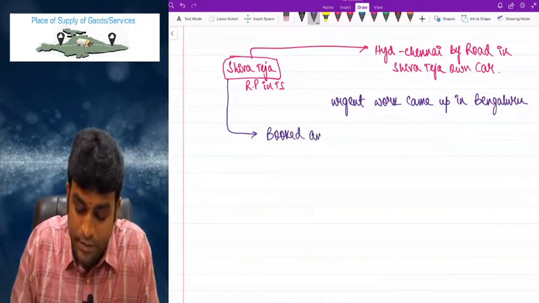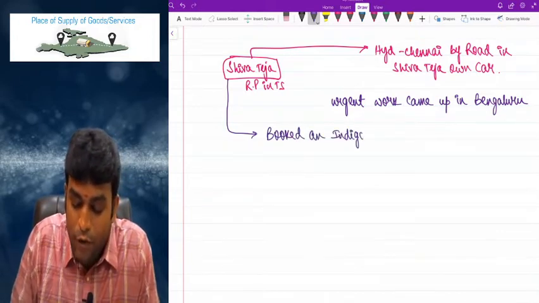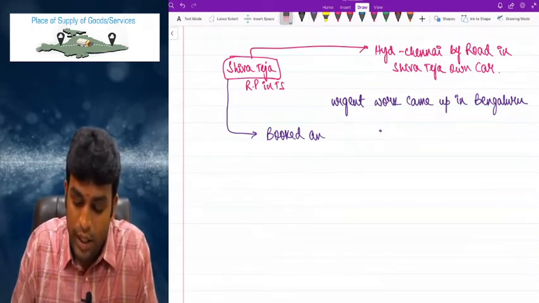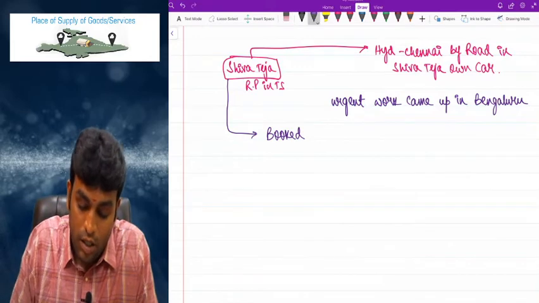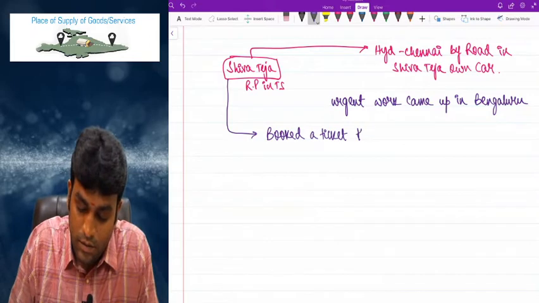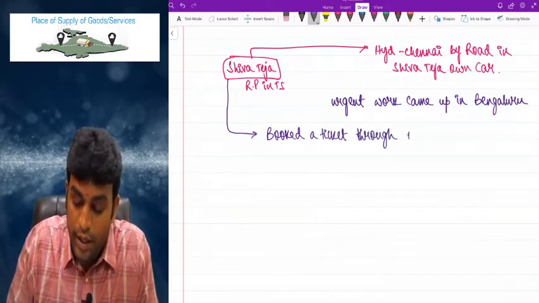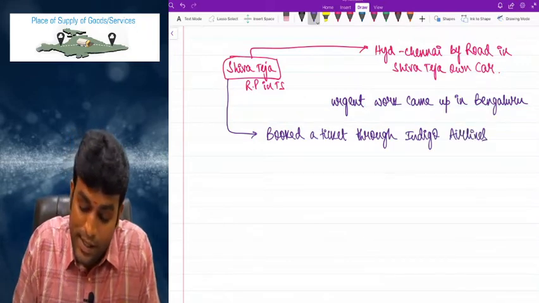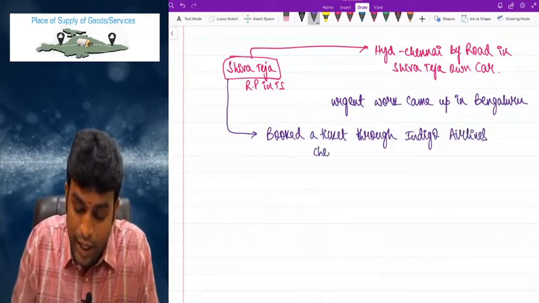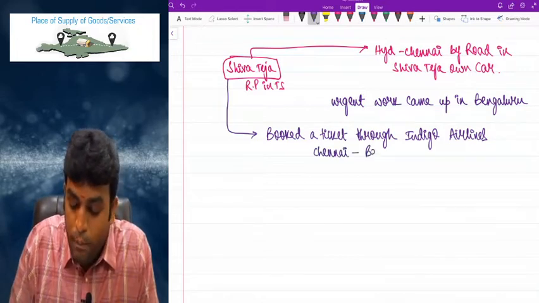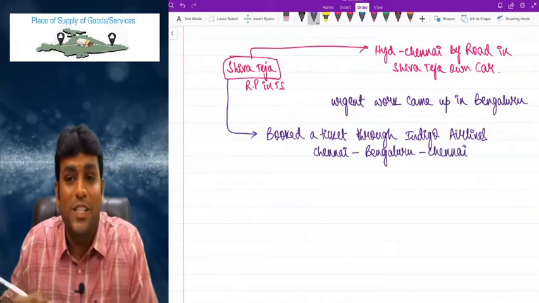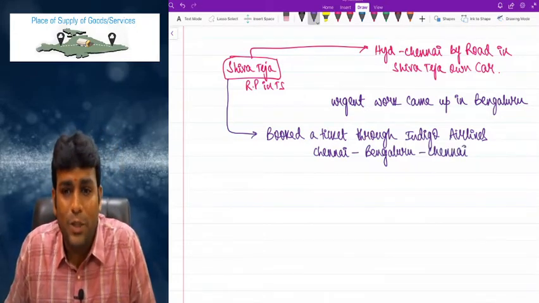I booked an Indigo flight. Not a flight, the entire flight I will not book. Don't worry. I booked a ticket through Indigo Airlines, and the ticket is basically from Chennai to Bengaluru and back to Chennai. Obviously, because my car is in Chennai, I should go back to Hyderabad in my car, right?